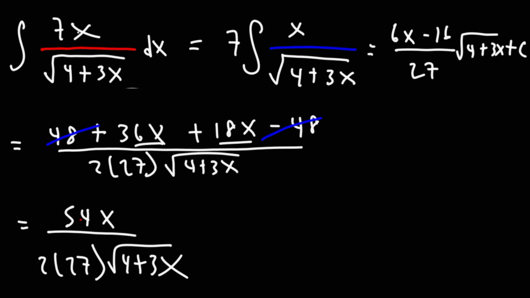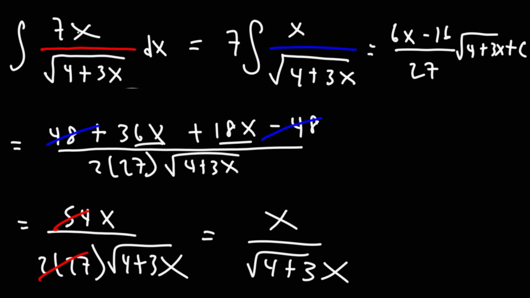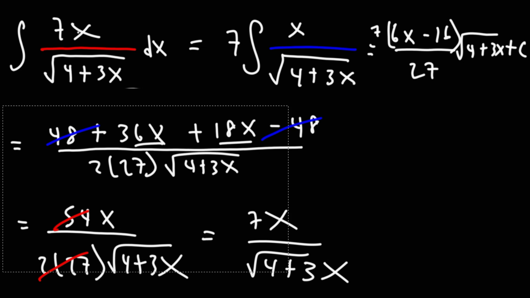Now, notice that the 54 will cancel, and I'm left with x over the square root of 4 plus 3x. Now, one thing I forgot to do: the reason why this doesn't appear the same, it's missing a 7, which tells me I forgot to multiply this by 7, which I clearly did. So, had I multiplied this by 7, we would have a 7x here. So I'm going to put that 7 in the final answer.